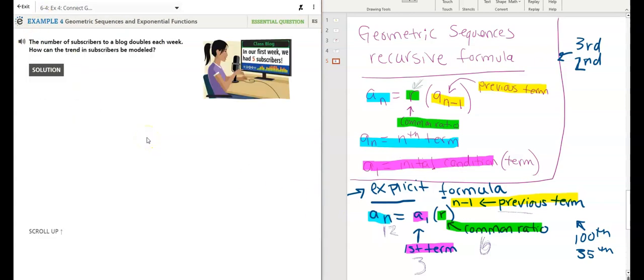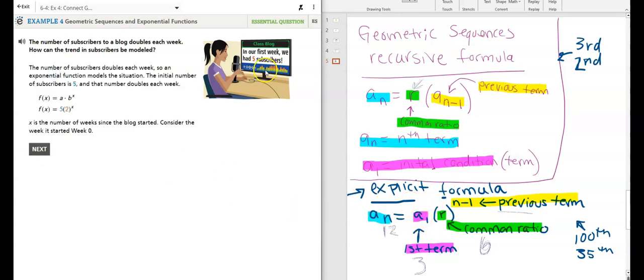All right, example 4 is just connecting the exponential functions and geometric sequences like we just saw on the other page, how they do end up looking very similar, the explicit formula version. So if you have this problem, the number of subscribers to a blog doubles each week, how can the trend in subscribers be modeled? We know that the number of subscribers doubles, so an exponential function would model this situation because we're multiplying, not adding. The initial number of subscribers is 5 from the picture, and we know it's doubling each week.